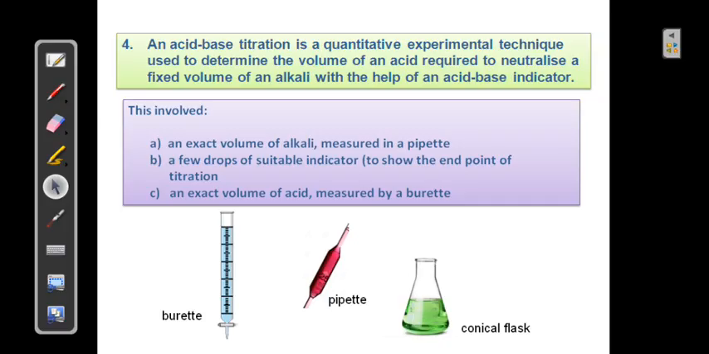So these are the things that you need to use. But in a proper experiment, you need to have your retort stand and whatnot. This is just to show you what apparatus you require to do an acid-base titration.